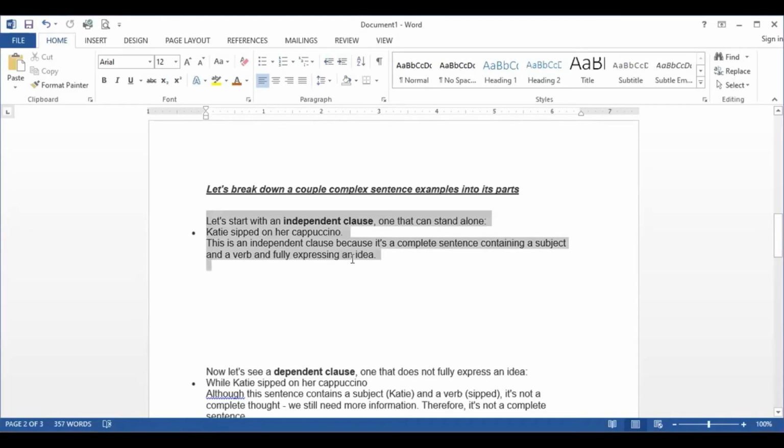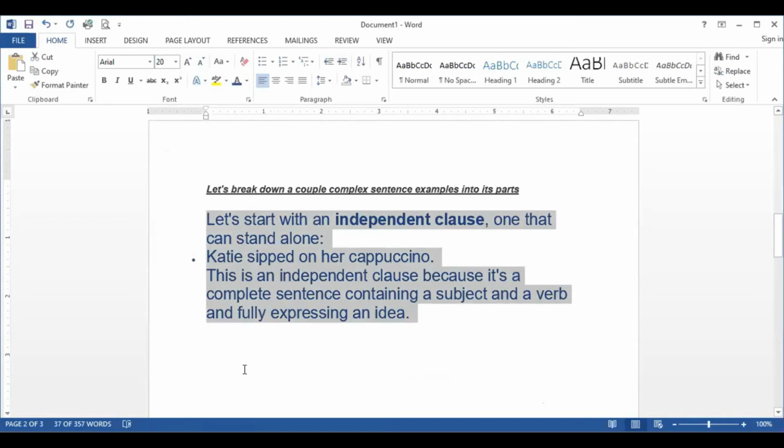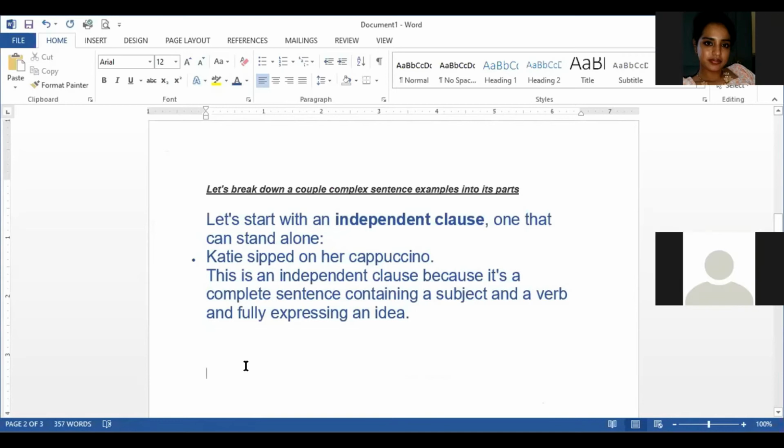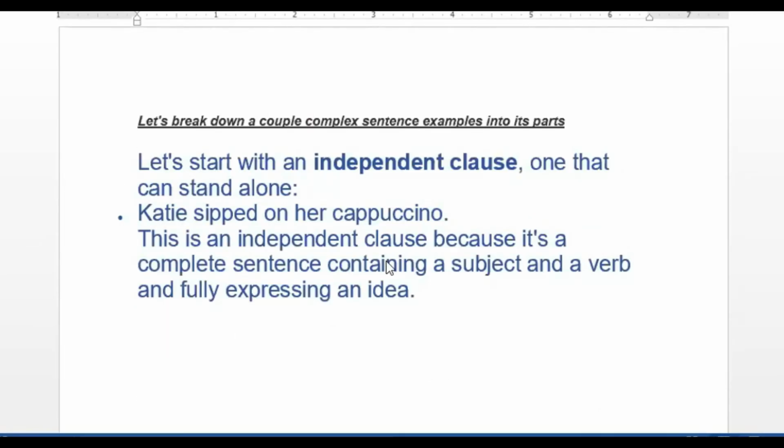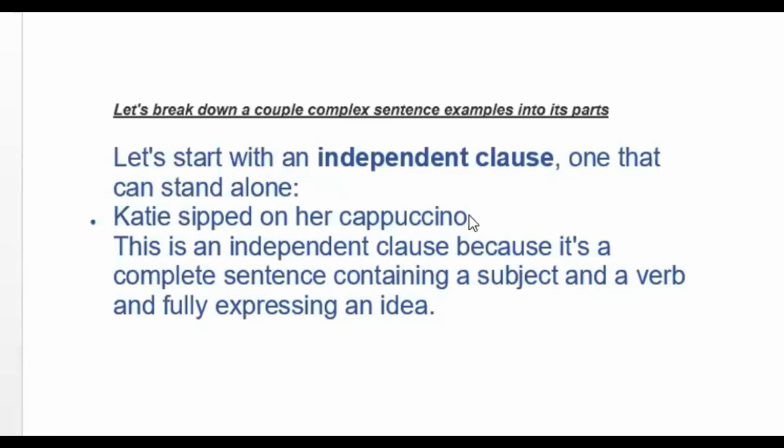Now, we start with an independent clause, one that can stand alone. I'm just going to highlight this bit here that I'm explaining so you can follow. So we have here, Katie sipped on her cappuccino. This is an independent clause because it's a complete sentence containing a subject and a verb, and it's fully expressing an idea. So Katie sipped on her cappuccino, one independent clause.